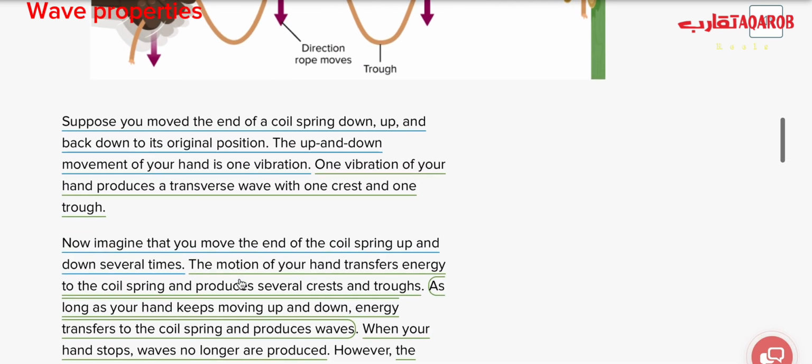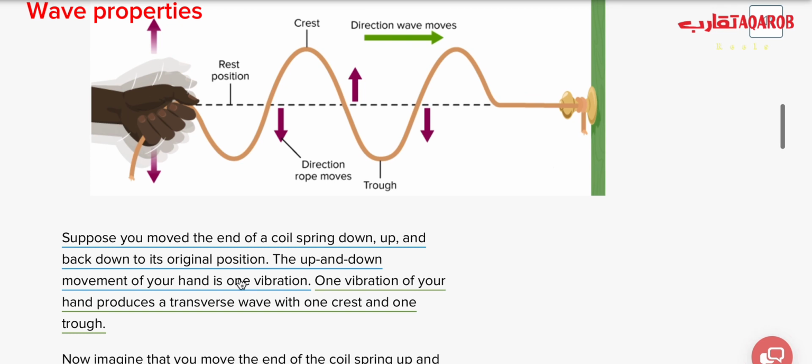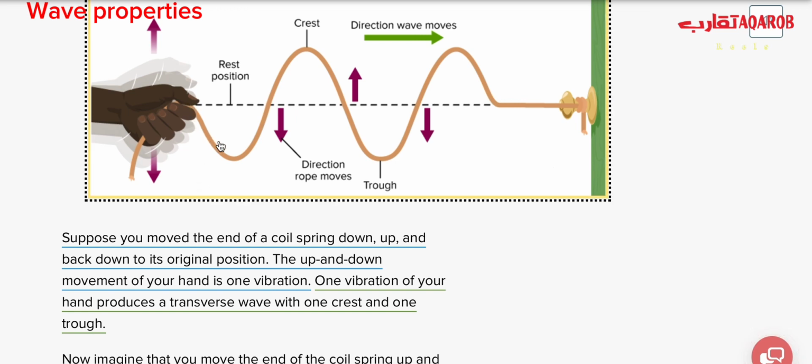Okay, suppose you move the end of the coil spring down, up and back down to its original position. The up and down movement of your hand is one vibration. So each one movement is one vibration. For example, one trough and one crest is one vibration. Here we have two vibrations, which means we have two waves. One vibration of your hand produces a transverse wave with one crest and one trough. So each one crest and one trough equals one vibration, equals one wave.